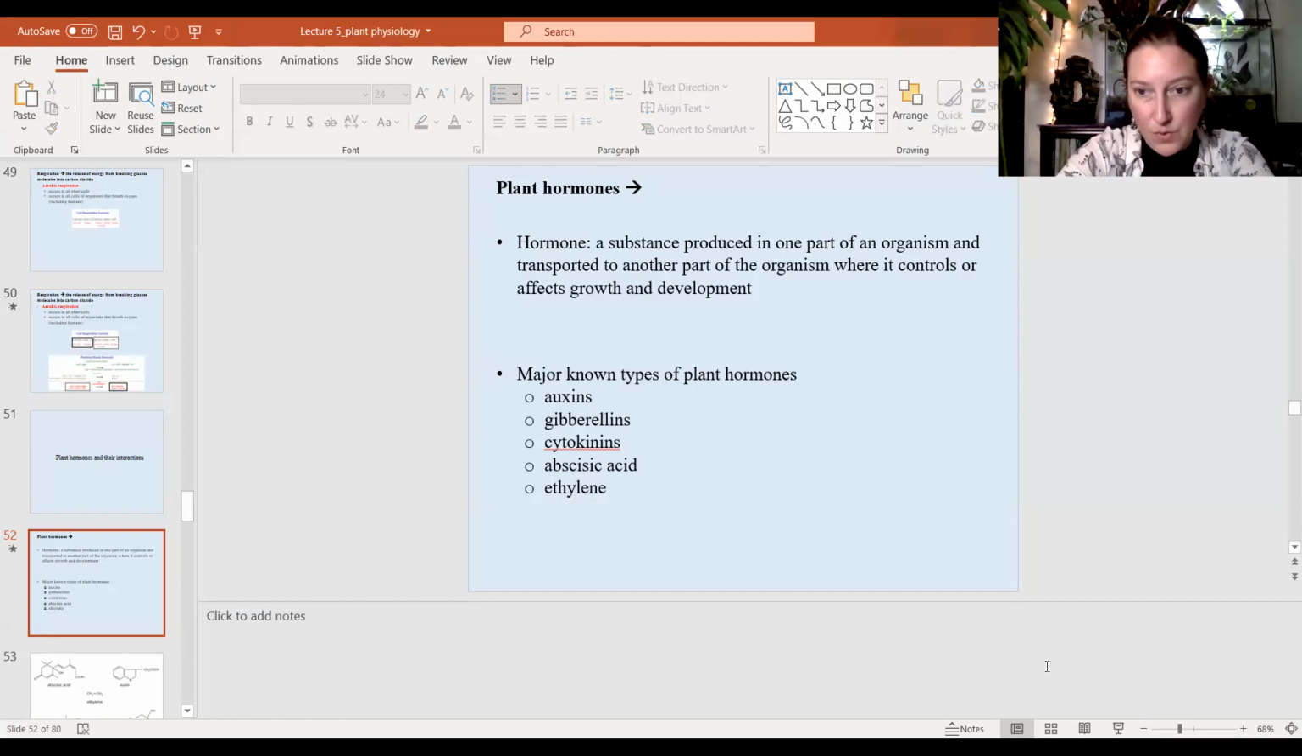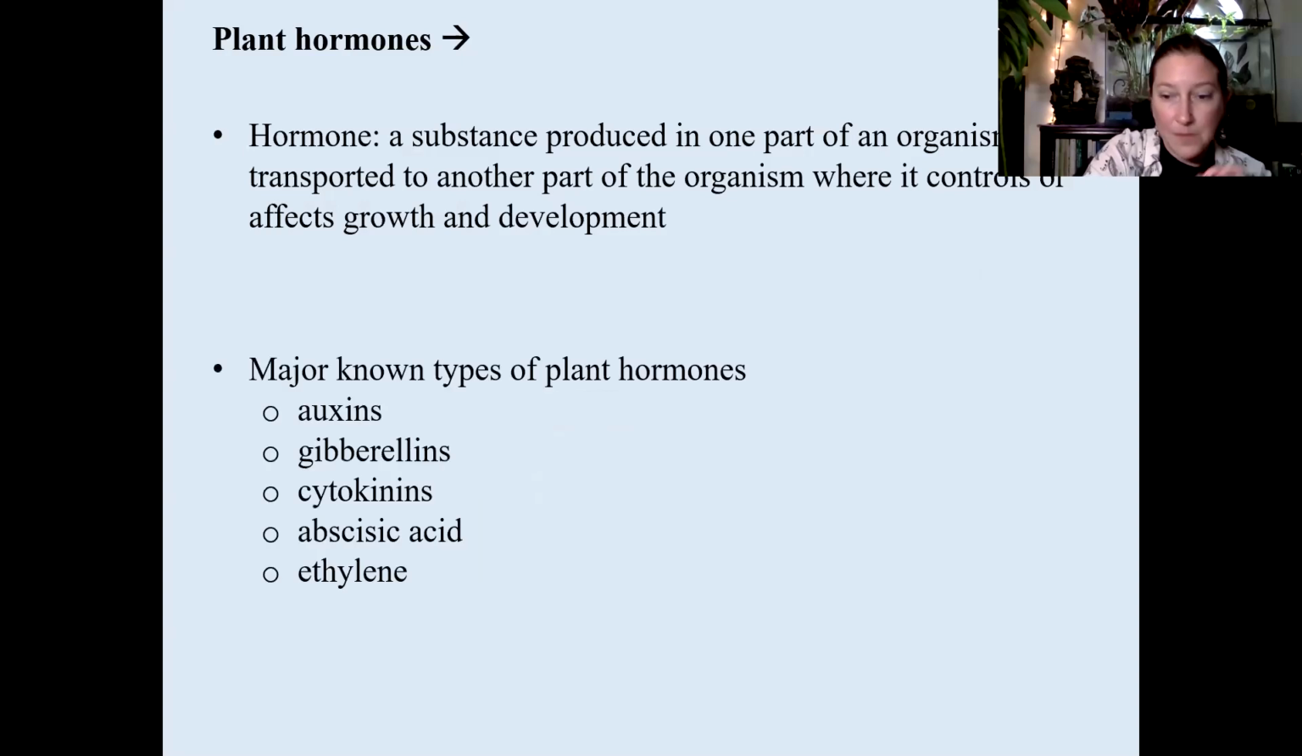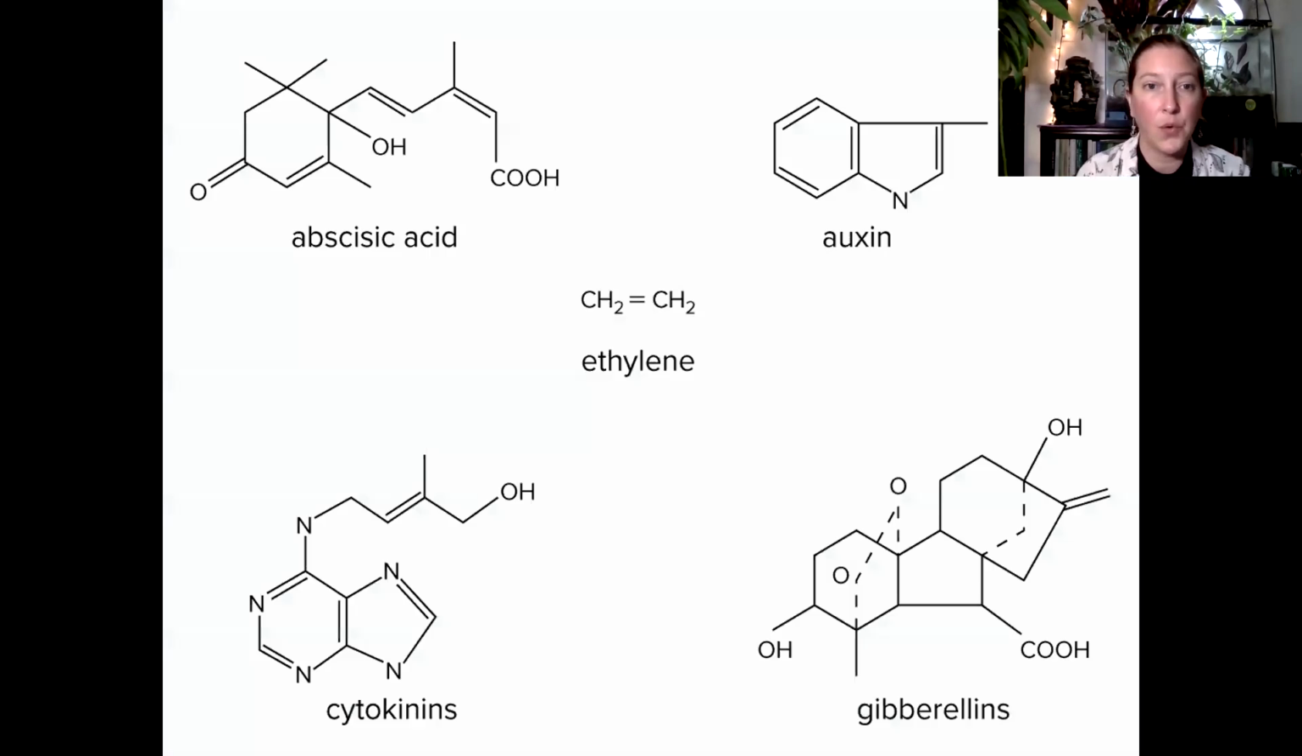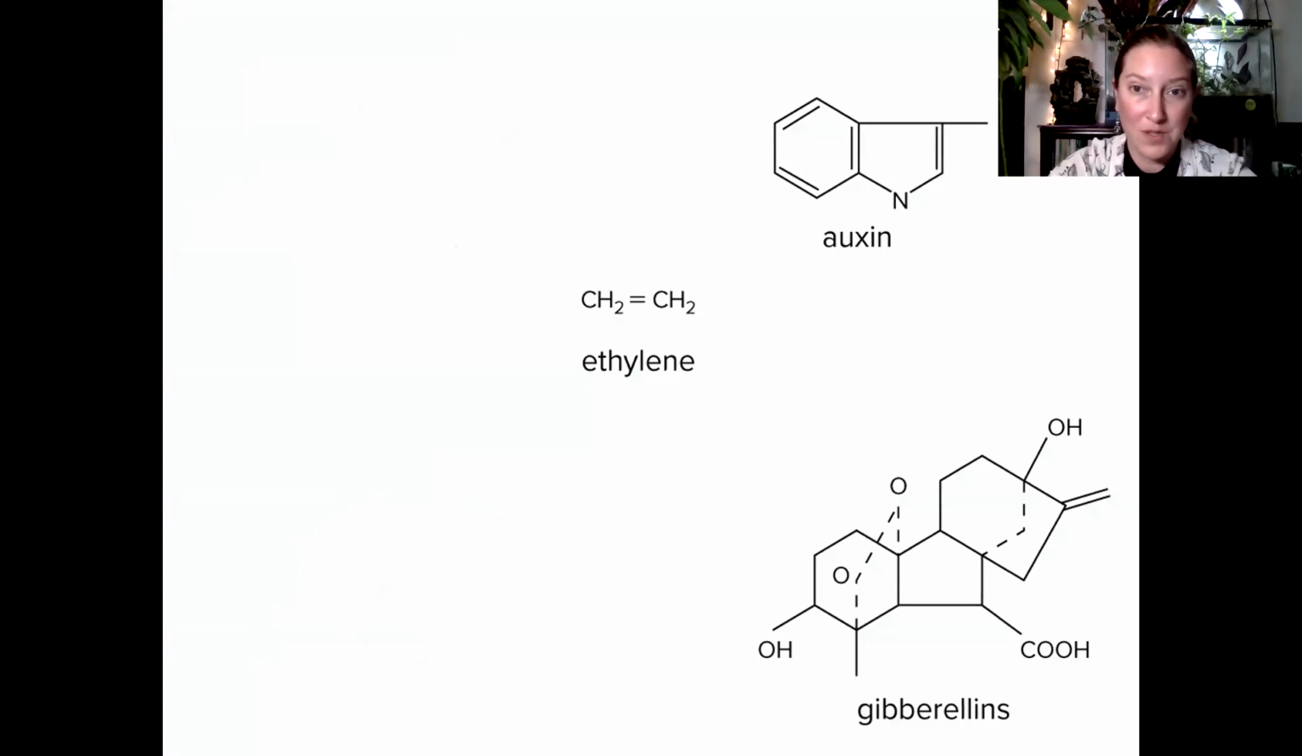Ethylene. That's what that should say. Ethylene. And we're going to talk briefly about most of these today. So here's what those formulas look like. If you have ever had to take organic chemistry, these diagrams will look very familiar to you. I'm guessing you haven't had to take that, so you're lucky. But yeah, these are how we can represent these different hormones. We're only going to talk in detail about three of them, though, of these five.